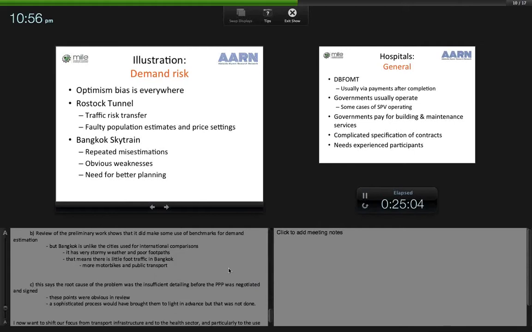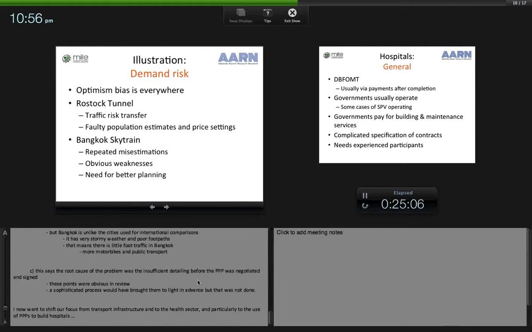Now, this says that the root cause of the problem was the insufficient detailing before the PPP was negotiated and signed. These points were obvious in review, and a sophisticated process would have brought them to light in advance, but that was not done.